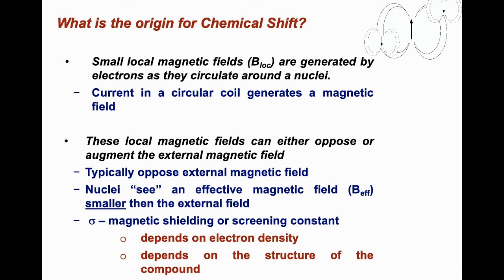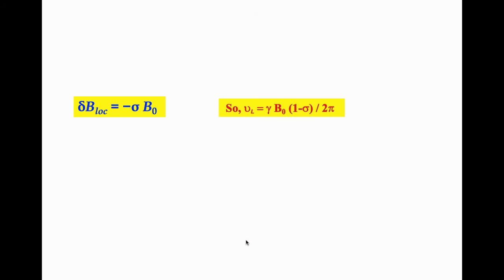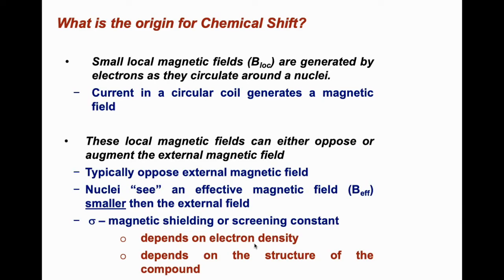So when you place a nucleus in an external magnetic field, it is shielded by the electrons around the nucleus, and as a result it will not precess at the actual magnetic field. Instead it will precess at different frequencies. Where exactly it precesses depends on one thing: the electron density.